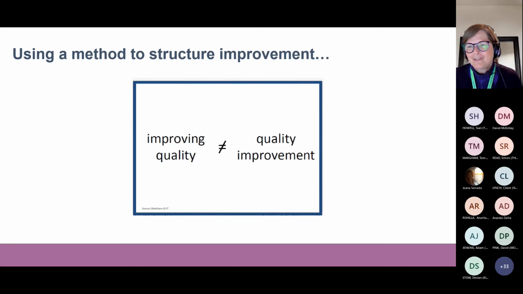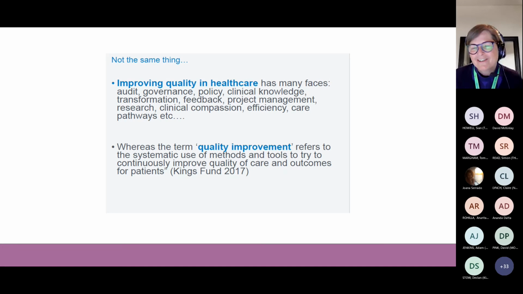And we're just going to share a few more slides now to maybe help you think that through a little bit more. Next slide, please. So this is a really helpful definition from the King's Fund about what the difference is. And it comes from a really good report on quality improvement from the King's Fund, which we can share in a link with you in a minute.